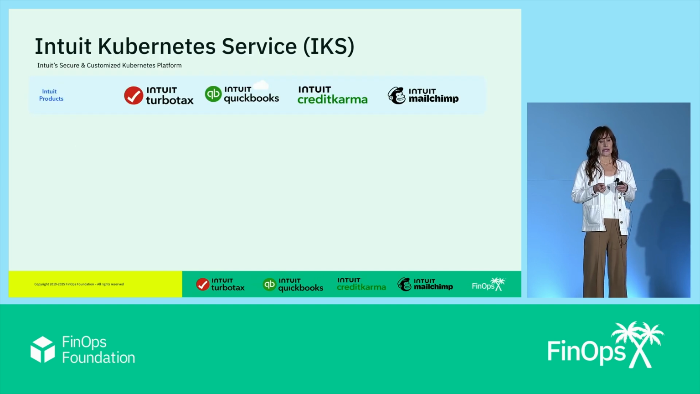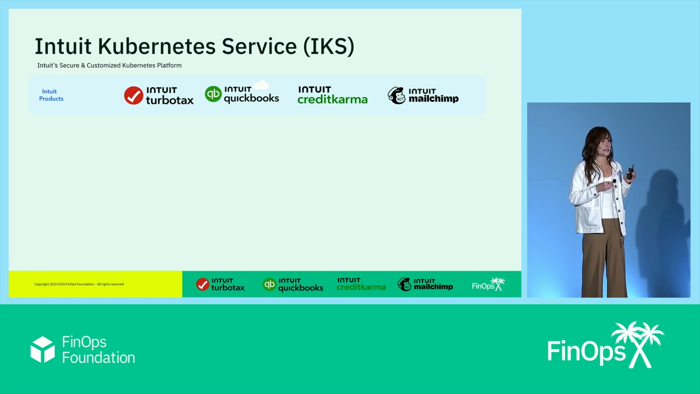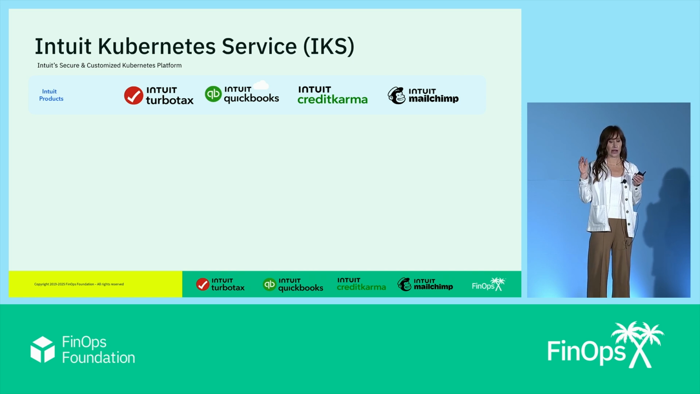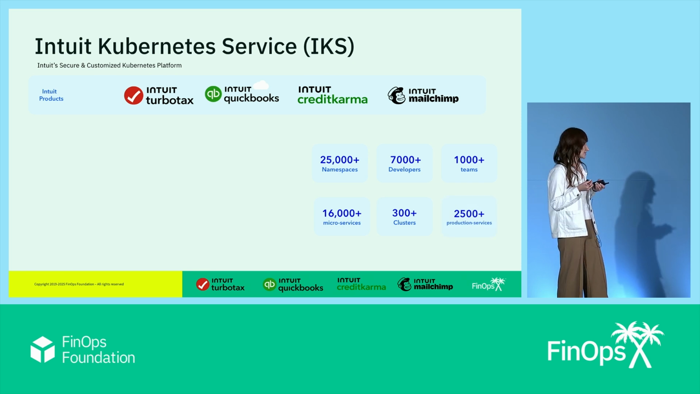And so double clicking into IKS, what IKS is, it sits on top of Kubernetes and it stitches together both AWS and Kubernetes to provide a compute environment that can host other applications and platforms that serve the products you see here. It hosts over 25,000 namespaces and 16,000 microservices using just a little over 300 clusters.